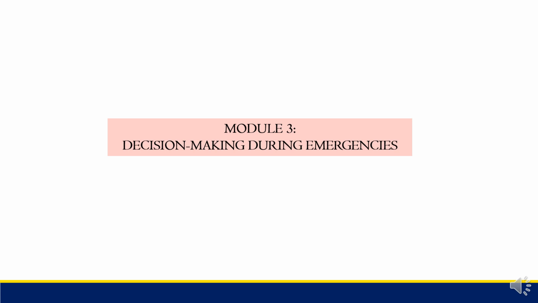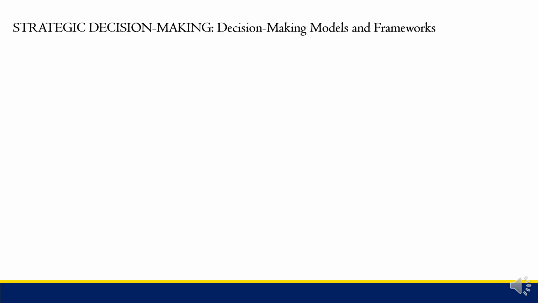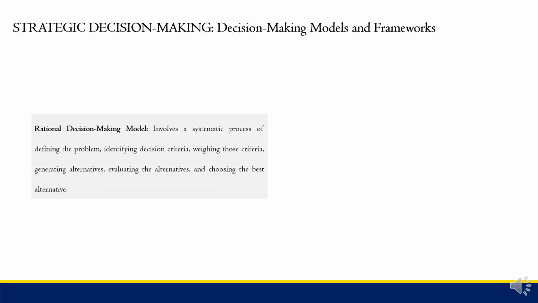Module 3. Decision making during emergencies. Strategic decision making models and frameworks. Rational decision making models. It involves a systematic process of defining the problem, identifying decision criteria, weighing those criteria, generating alternatives, evaluating the alternatives, and choosing the best alternative.